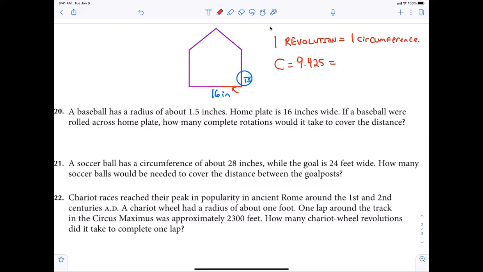I like that explanation. 3 times pi. So the circumference of the circle is 9.425 inches. So how many times is it going to roll across home plate? How do I figure that out, Evan?